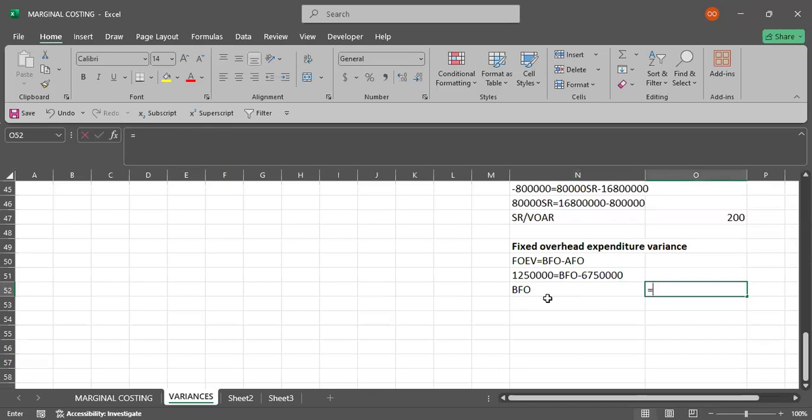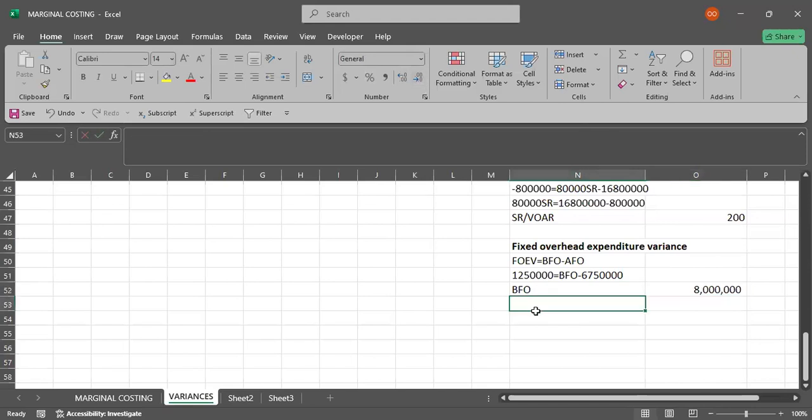Budgeted fixed overhead, we make it the subject of the formula. So we have, these are negative. If it crosses the equal sign, it will be a plus. So that gives us 8 million.